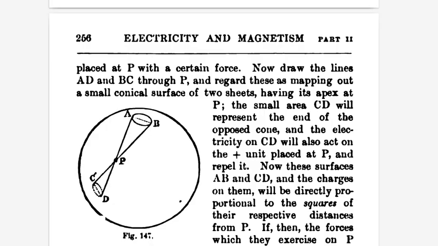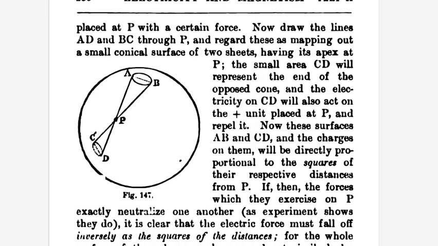Now draw the lines AD and BC through P, and regard these as mapping out a small conical surface of two sheets, having its apex at P. The small area CD will represent the end of the opposed cone, and the electricity on CD will also act on the plus unit placed at P, and repel it.